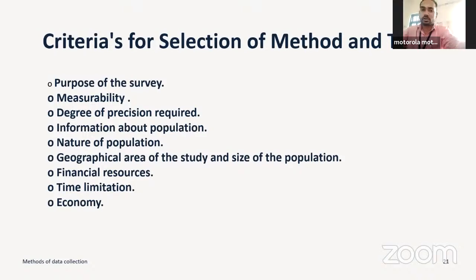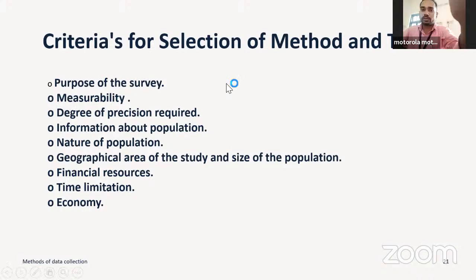The financial resource is one of the important points. If we don't know what the budget for our research is, then it will be very difficult to manage the research, and very difficult to select the methods and tools.